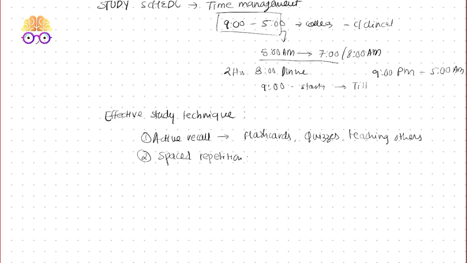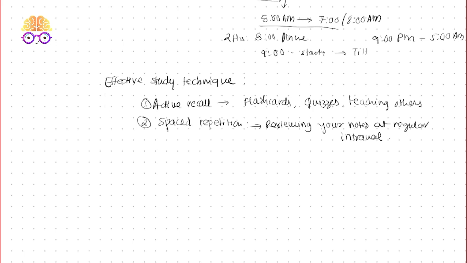So reviewing your material, like reviewing your notes at regular intervals. For example, at night you're studying. In the morning, when you have free time, you can just go through your book once: what I did study yesterday, what my notes intend to say, can I understand it or not. And after that the third point comes, which is mind mapping.